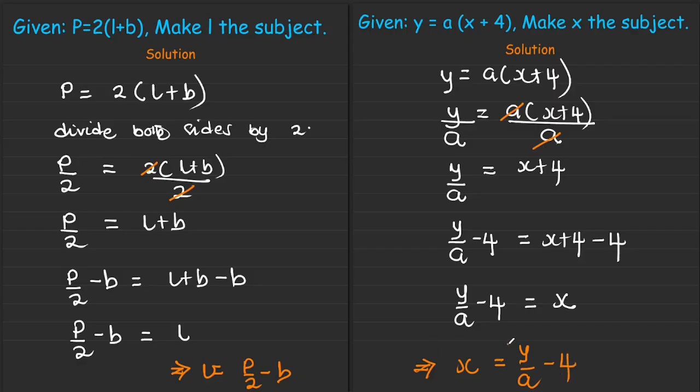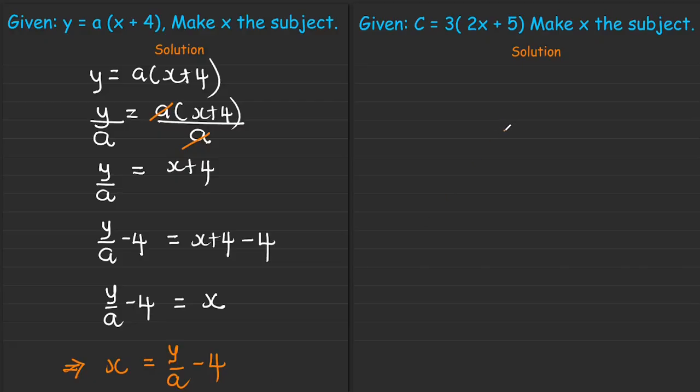You realize that we've been able to make x the subject. With these two examples we have solved, the coefficient of the variable we want to make the subject is always 1. Let's look at cases where the coefficient will be any other number apart from 1, and we would need to further divide.